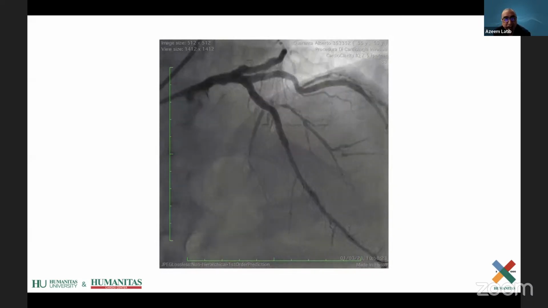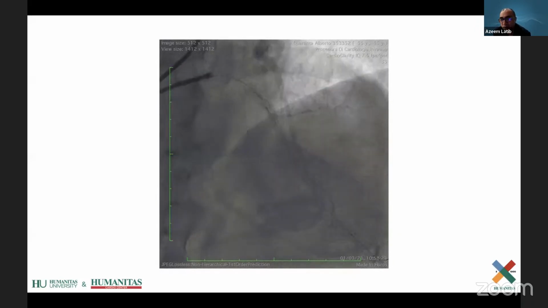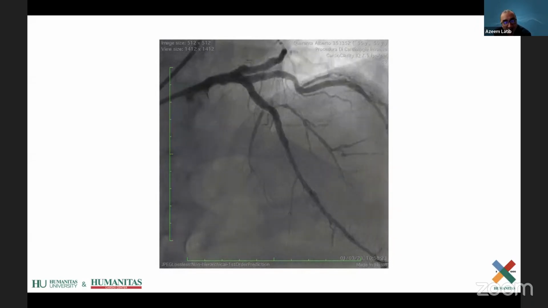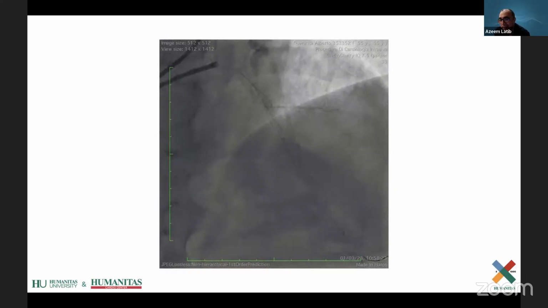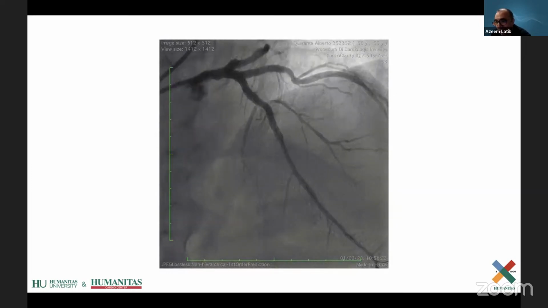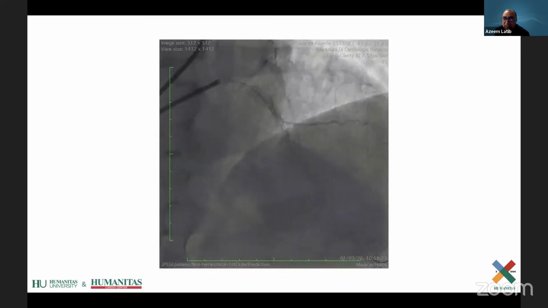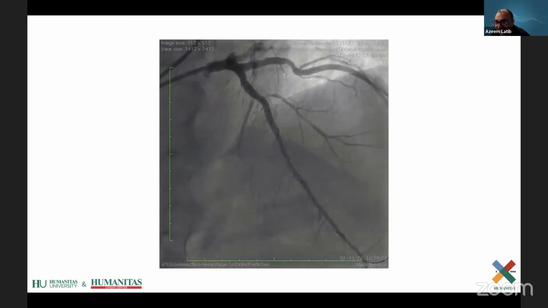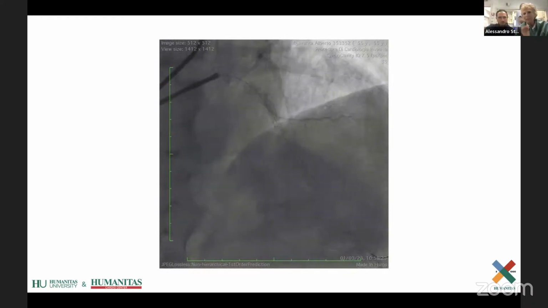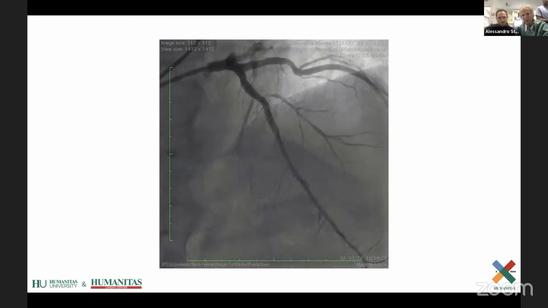Patrizia, I'm going to argue and say that maybe Antonio was a little bit lazy that day, because the diagonal is a big diagonal branch, and he left it alone with a result that doesn't look so good. Because I am very old, I would have started with rotablation, I have to say.